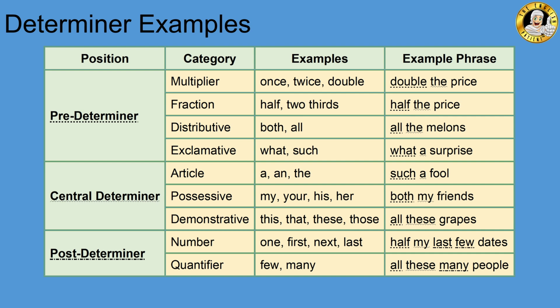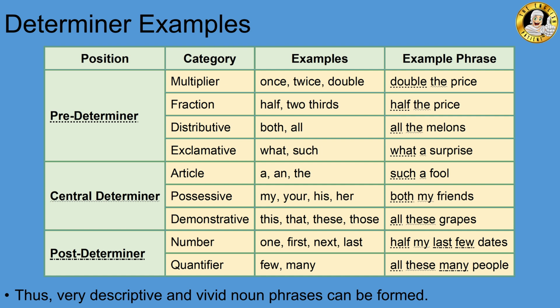Once again, be aware the most common determiners are central determiners. All right. And you can only use one determiner at a time, except for post-determiners. So don't try to use are my friends or are my friend, these your gloves. No, you can only use one. So one at a time.